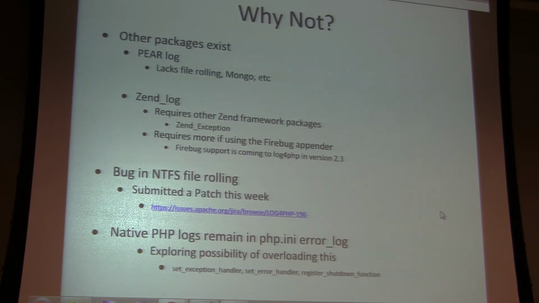Why also not use it in the current version? There's a bug when rolling files on the NTFS file system. We are filing a patch, and we filed it earlier today, actually. So we're kind of going back and forth a little bit.